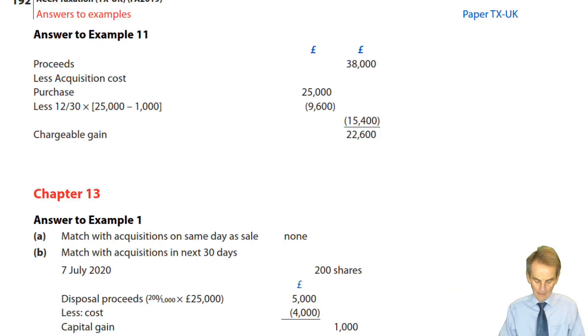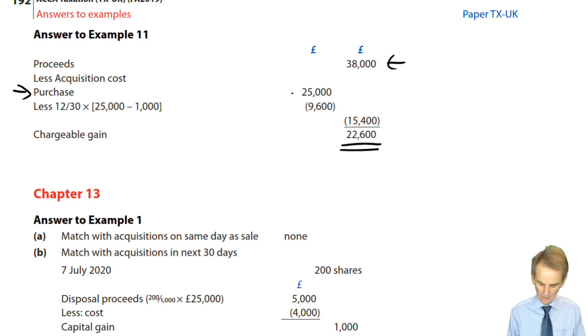Okay, well, hopefully, therefore, no problems with our calculation of what turns out indeed to be a chargeable gain. If my math is correct anyway, £22,600 worth. Where does it come from? We know the sales proceeds, £38,000. If there were selling expenses, you would deduct those as normal to get net proceeds. Less acquisition cost. We know the original cost was £25,000.